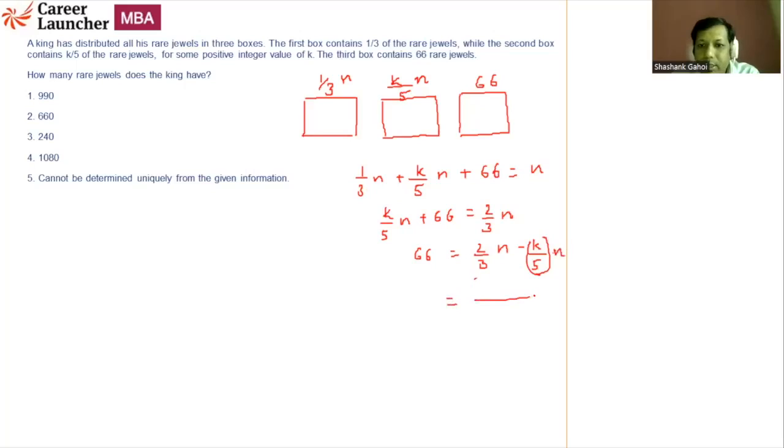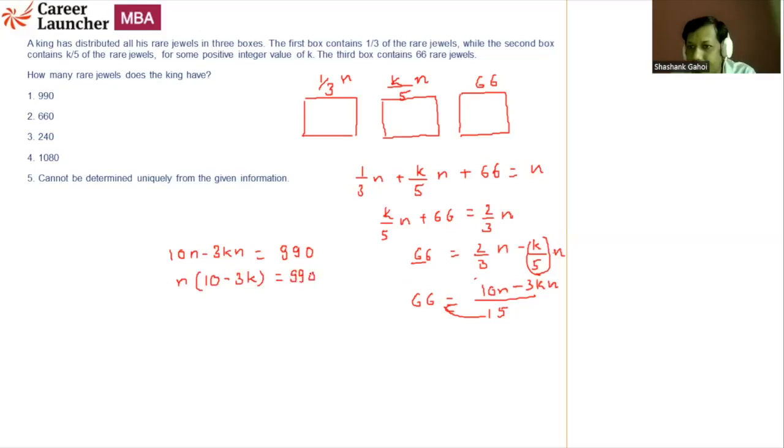Now just taking the denominator as 15. So this comes out to be 10n minus 3kn. So from here, I can say 10n minus 3kn is equal to 990. That is 66 into 15. I just cross multiplied here. n common, 10 minus 3k, and that is equal to 990. And that is the equation I am getting so far.